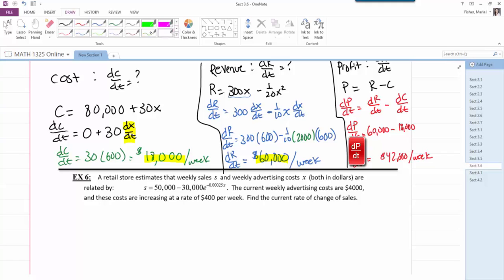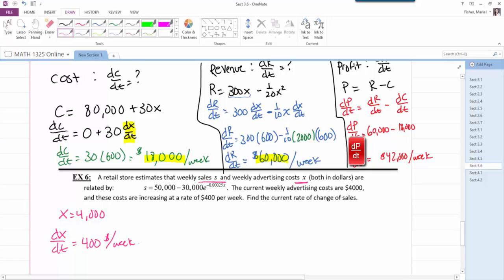So a picture is not going to help me here, so let's take a look at what we're told again. Remember, S is your sales, and X is advertising. And so my sales and advertising are represented in this equation. It says the current weekly advertising costs are $4,000, so that means that x is equal to 4,000. And these costs are increasing at a rate of $400 per week, which means dx/dt is equal to $400 per week. Find the current rate of change of sales, which means I'm looking for ds/dt.